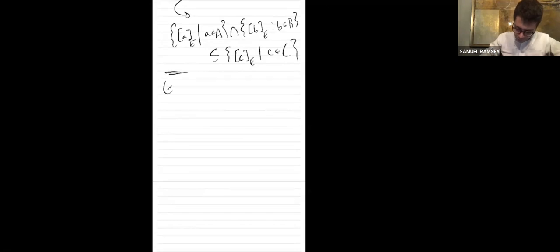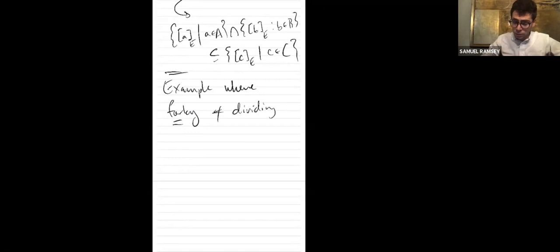All right, so now let me give an example where forking does not equal dividing. So what we'll do is we will take S1, so this is the circle, together with the relation C.